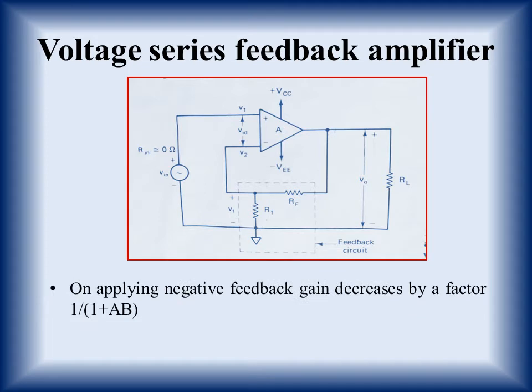On applying negative feedback, gain decreases by a factor 1 upon 1 plus AB. So the AF is finally A upon 1 plus AB, or we can say it has been decreased by a factor 1 plus AB. Now for voltage series feedback amplifier, we will try to calculate its input impedance, output impedance, what happens to its bandwidth when a negative feedback is applied.